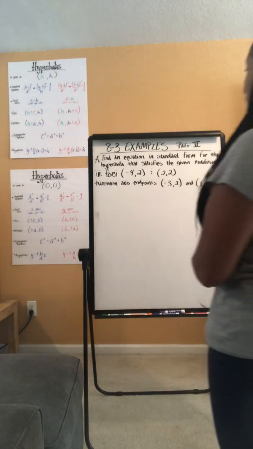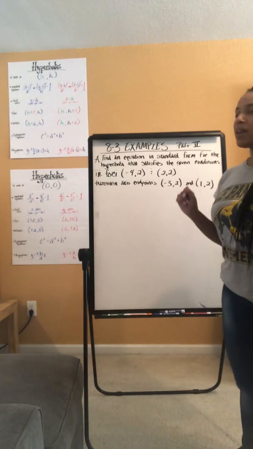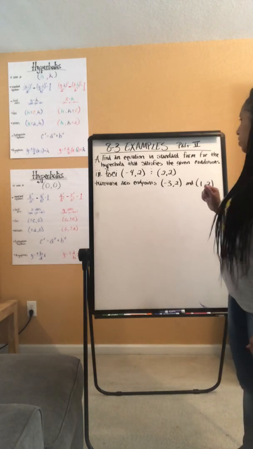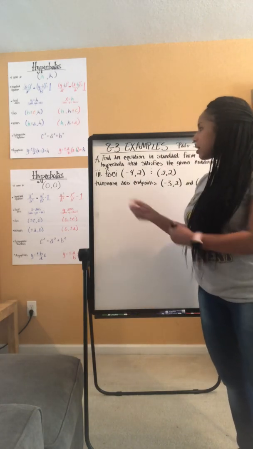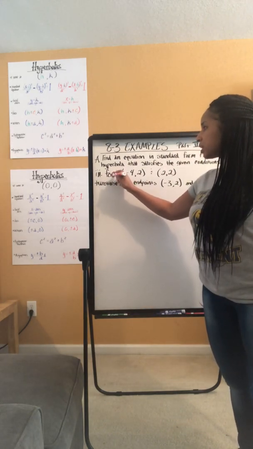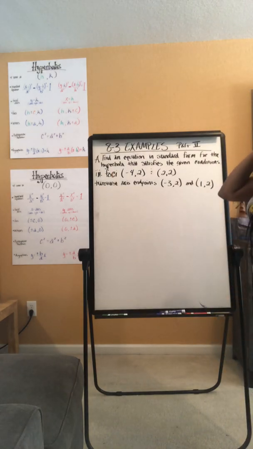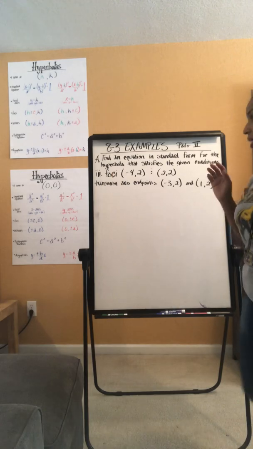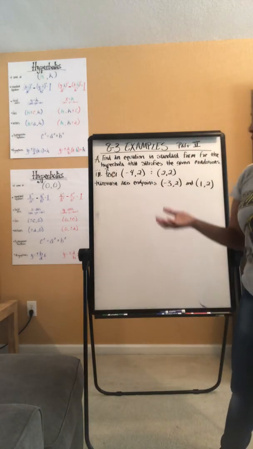All right, A3. Again, we are finding an equation in standard form for the hyperbola that satisfies the given conditions. On A3, they gave me the foci. I remember foci, it's always the one with the C. And they gave me the transverse axis endpoints. Transverse axis is always the major, and axis endpoints are going to be your vertices.